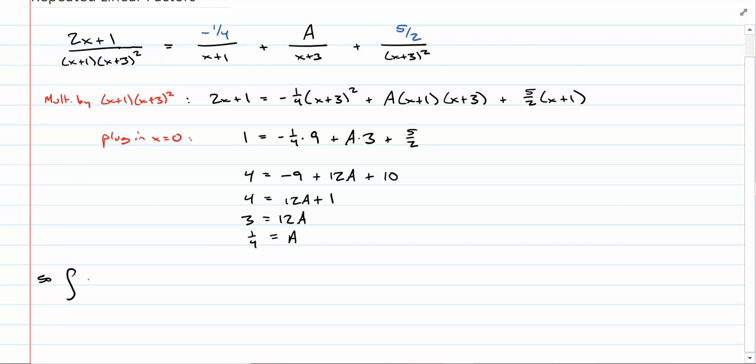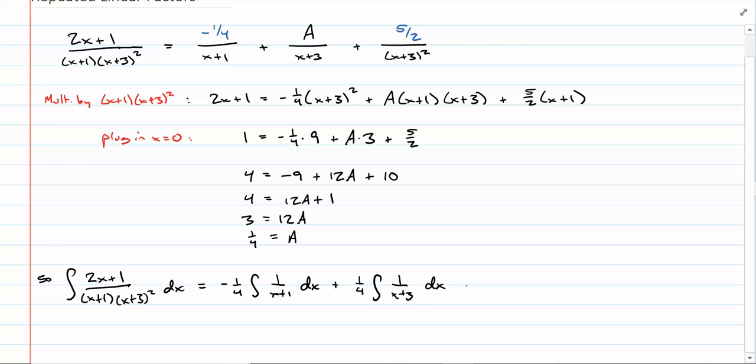So the integral of this rational function, I can split up as 3 different integrals. I can split it up as negative 1/4 integral of 1 over x plus 1 dx, plus 1/4 integral of 1 over x plus 3 dx, that was the A that I just found, and then plus 5/2 integral of, and this last one here, I'm actually going to write slightly differently. I'm going to write it as x plus 3 to the negative 2 power.